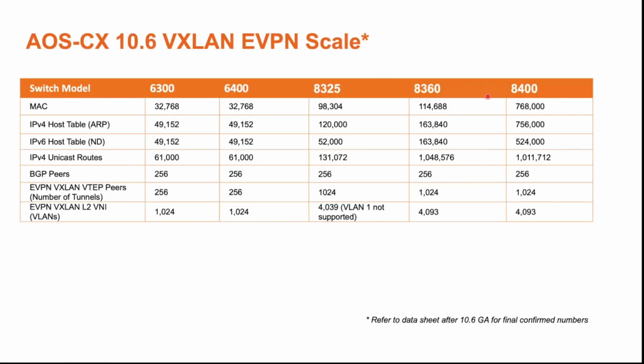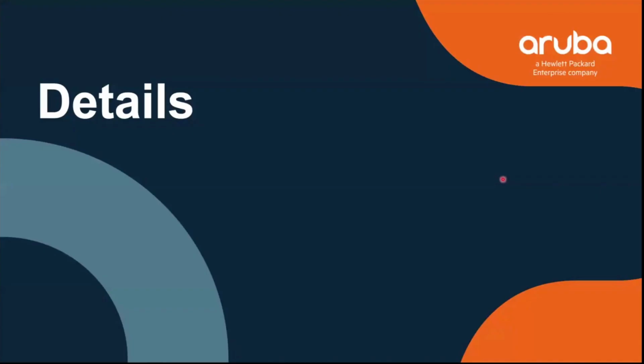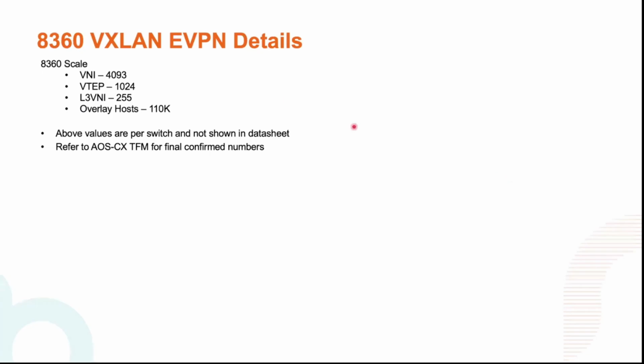Scale-wise, to give you an idea of the two new switches, right? Things might change, so please refer to the data sheet and TFM after 10.6 goes GA for final confirmed numbers. This is what I grabbed early, but most probably it will change. Details-wise, Pramod, you want to just jump in?